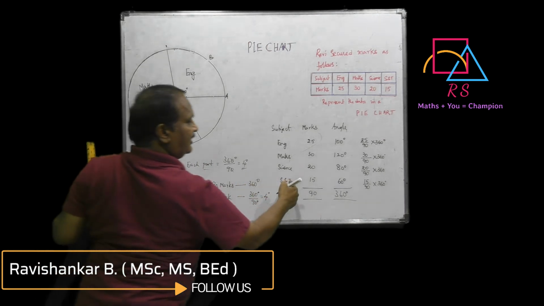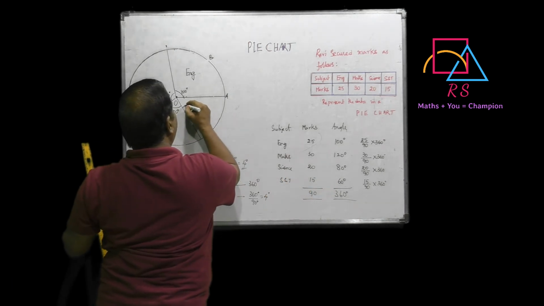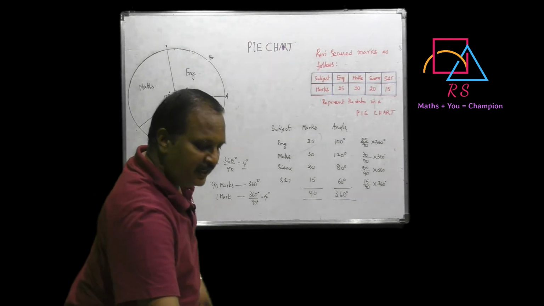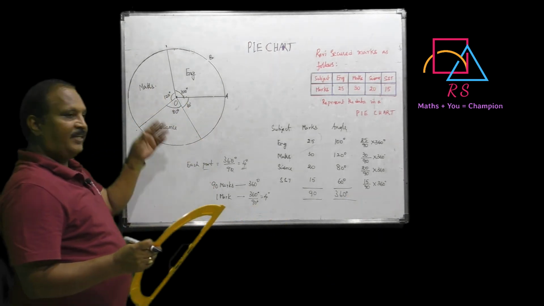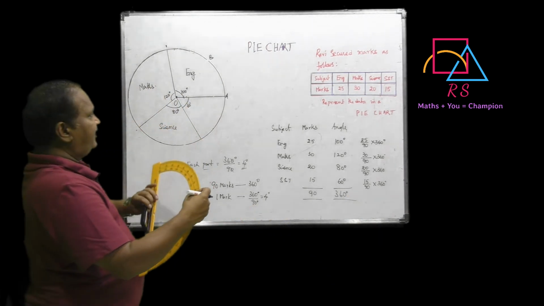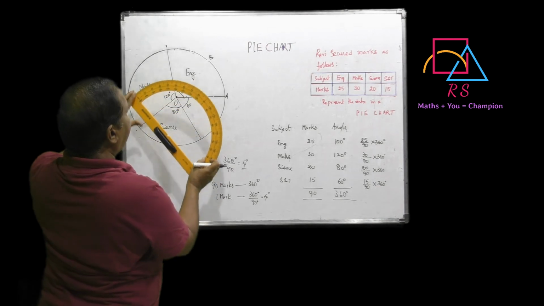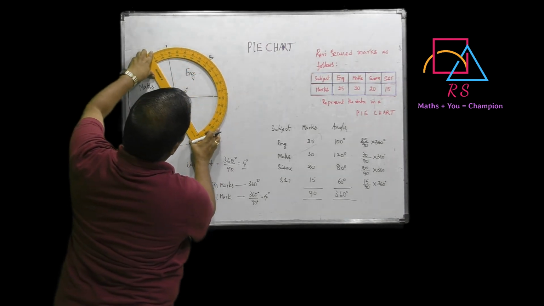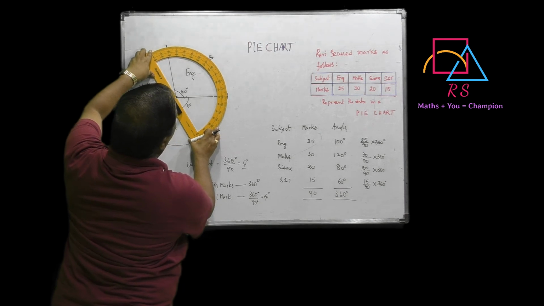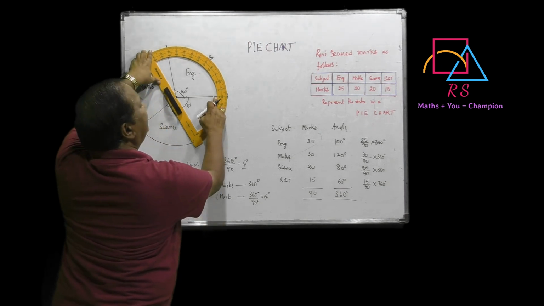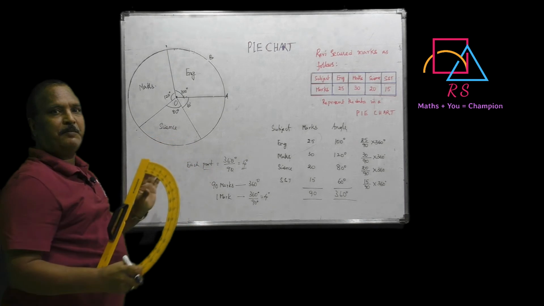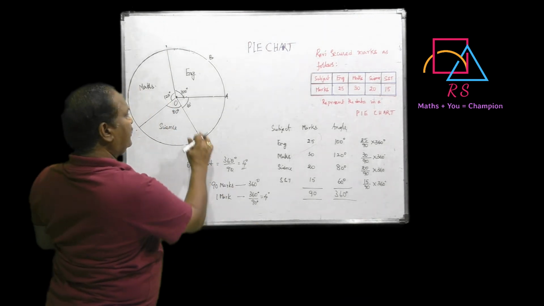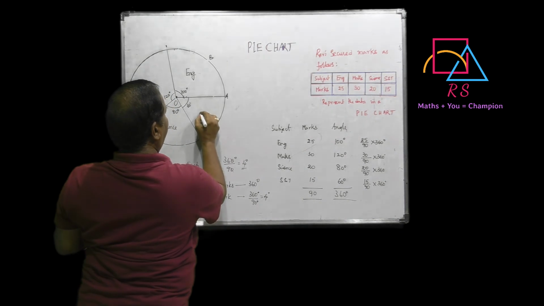Now only one is remaining. This should be 60 degrees because this is the last sector. No need to use the protractor, but still if you want to check whether your diagram is correct or not, check whether this angle is 60 degrees or not. Keep it here and keep the edge on the radius. See, exactly 60 degrees. So my diagram is exact, perfect. This is how to make it. So this is SST.